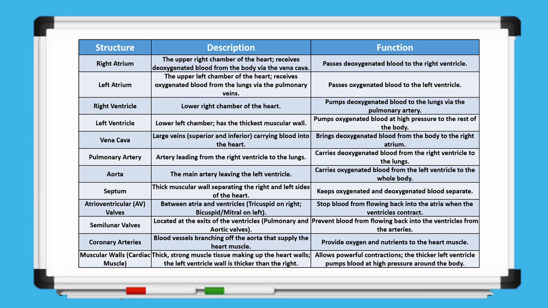The atrioventricular, AV, valves, tricuspid on the right and bicuspid or mitral on the left, prevent blood from flowing back into the atria when the ventricles contract. The semilunar valves, located at the exits of the ventricles, pulmonary and aortic valves, stop blood from flowing back into the ventricles from the arteries.